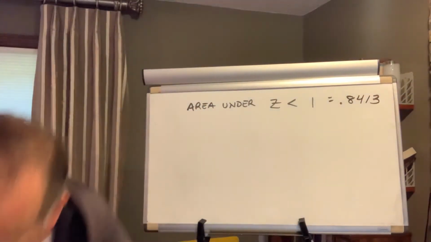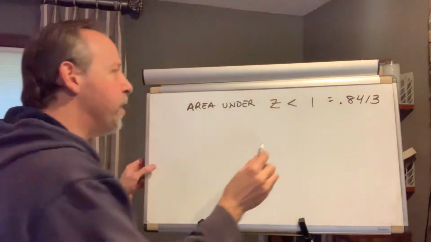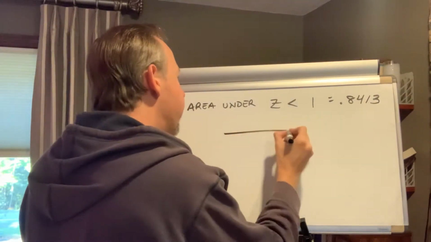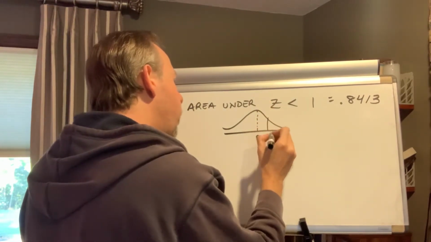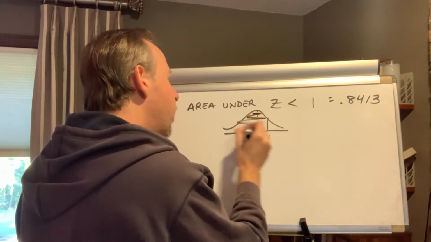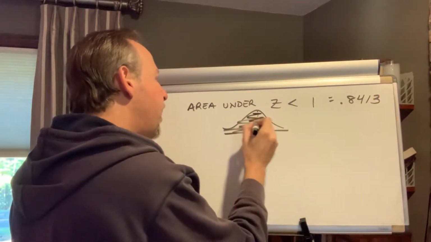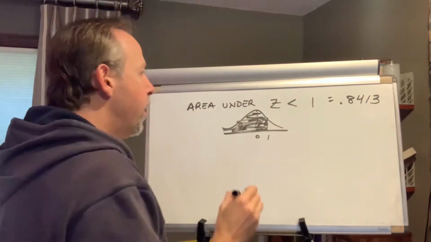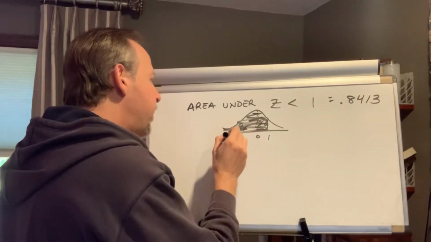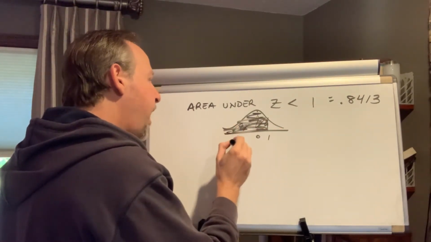Well, here's what it's showing you. This is my curve. 0's in the middle. 1 is over here. So it's showing you that that area, which is certainly a lot of the curve, is 84.13% of the entire distribution.